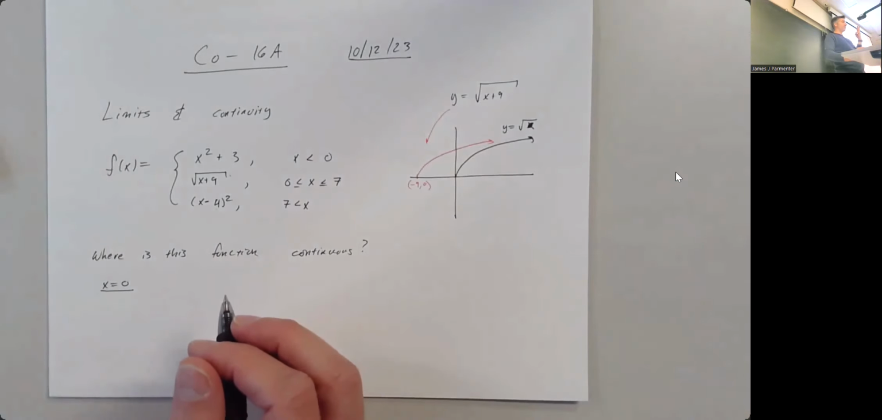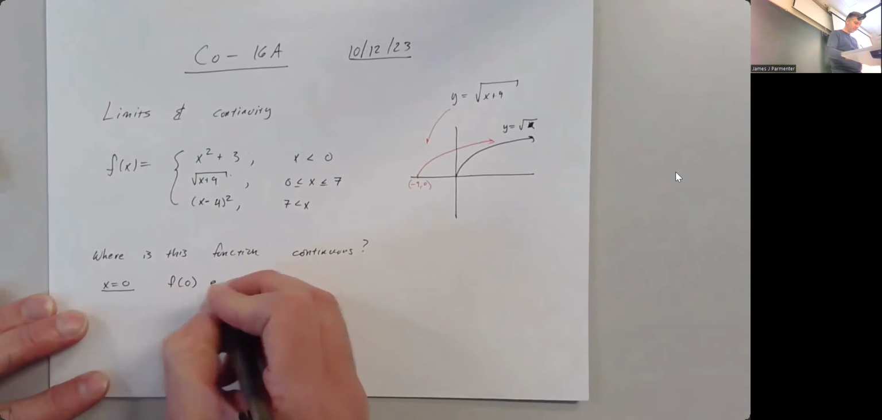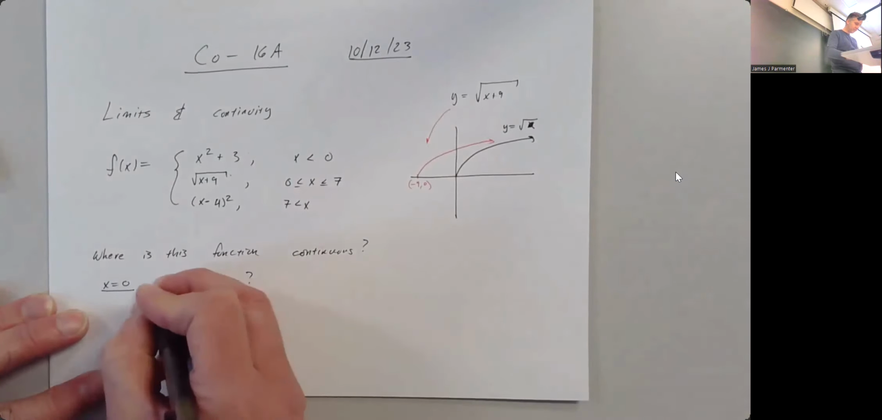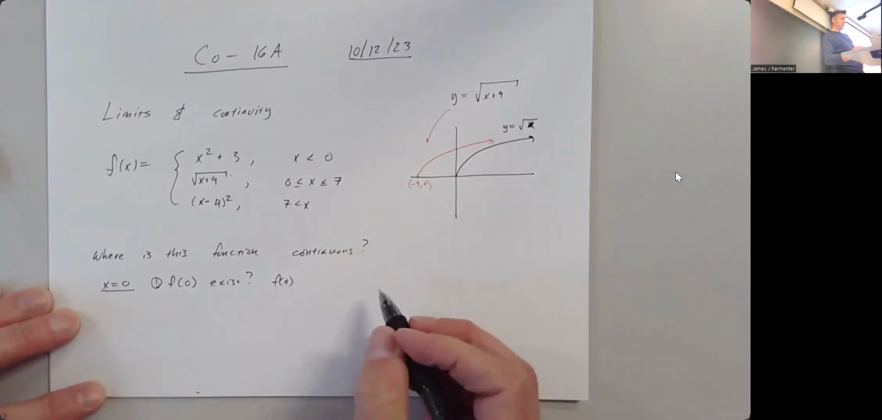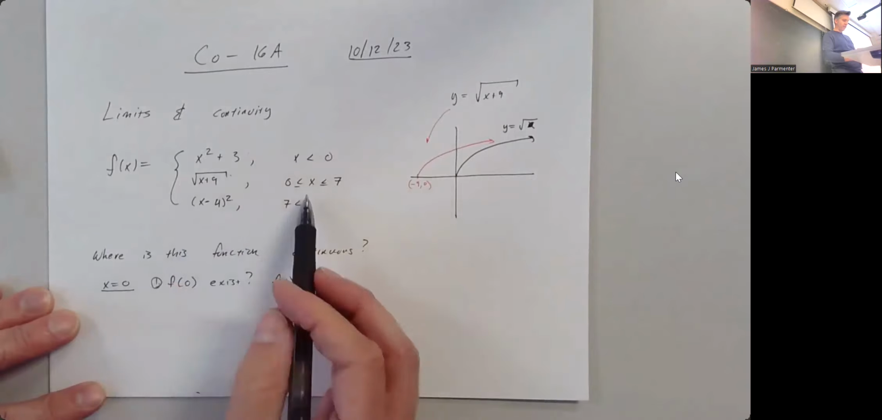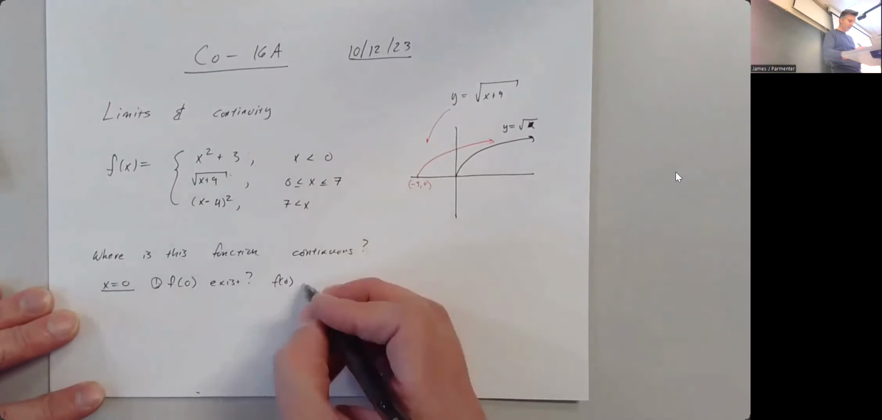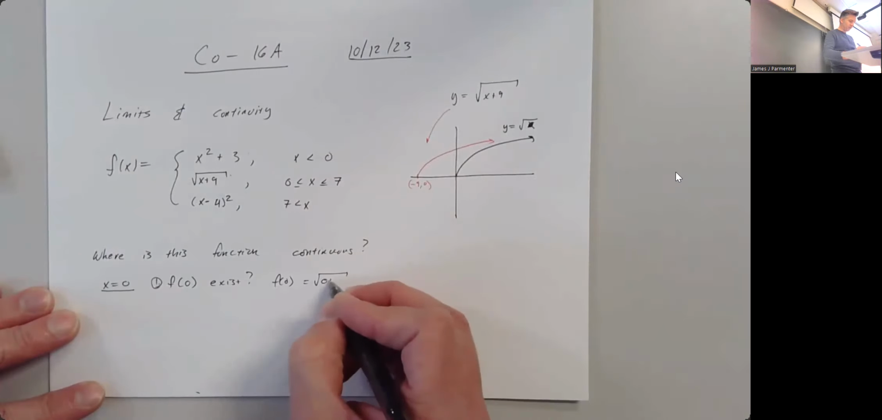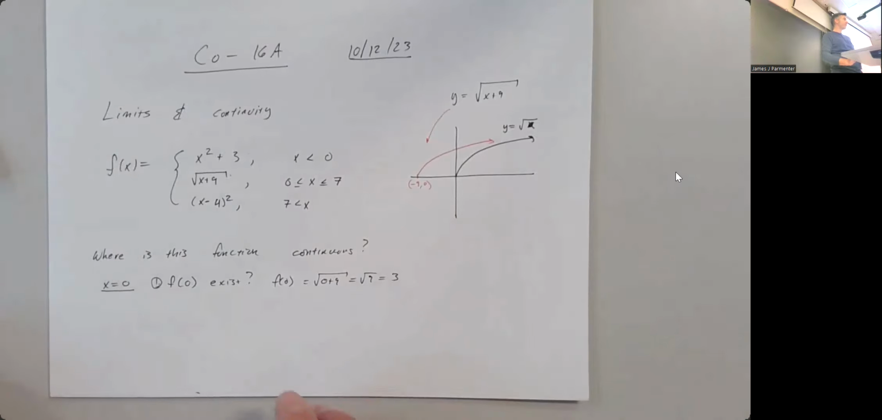Three things. First thing, does f of 0 exist? Yeah, f of 0, we're substituting 0 in the appropriate place, and that's going to be for the middle piece, right? Because that's when x is equal to 0, and we're going to get the square root of 0 plus 9, which is the square root of 9, which is 3.